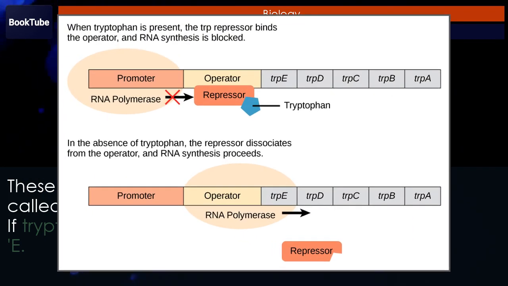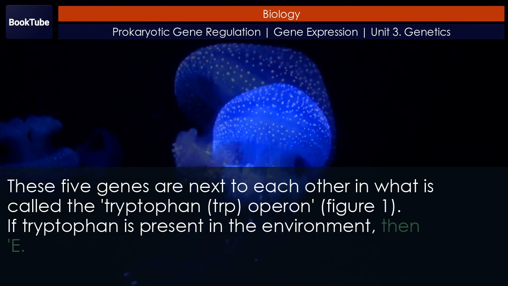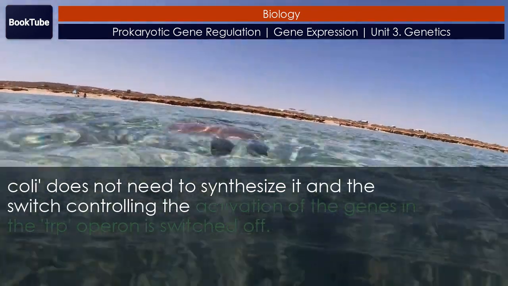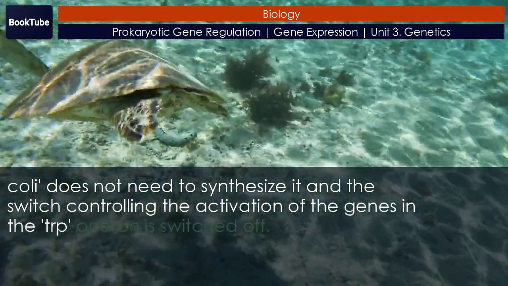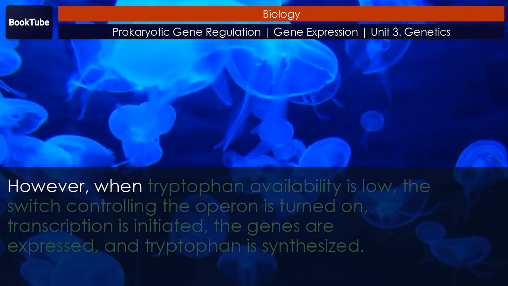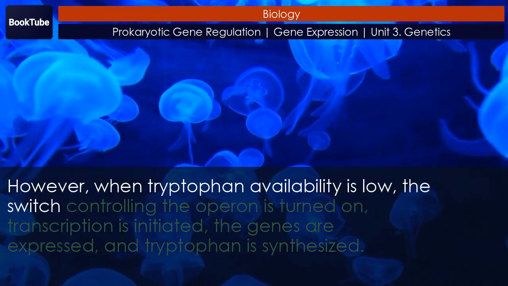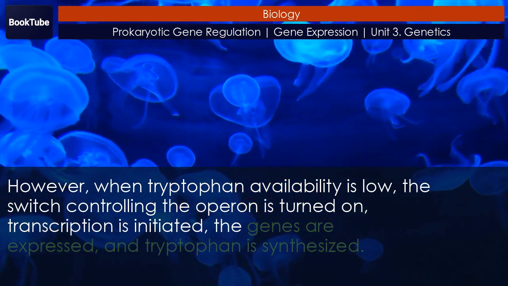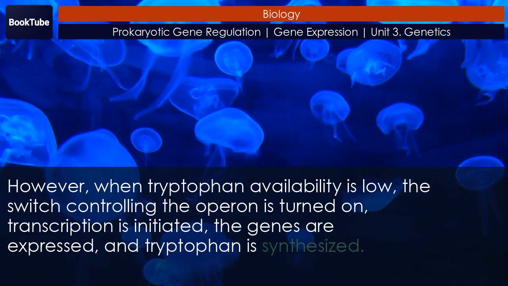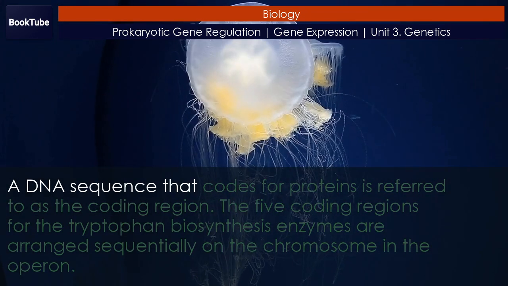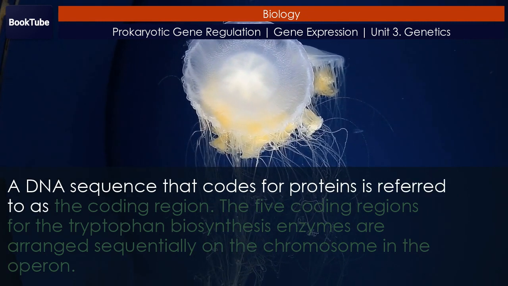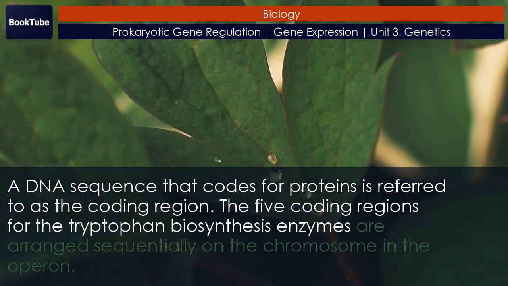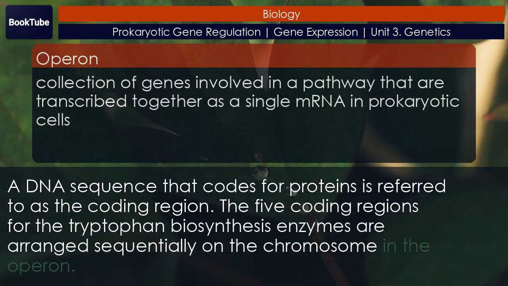Figure 1. If tryptophan is present in the environment, then E. coli does not need to synthesize it, and the switch controlling the activation of the genes in the TRP operon is switched off. However, when tryptophan availability is low, the switch controlling the operon is turned on. Transcription is initiated, the genes are expressed, and tryptophan is synthesized. A DNA sequence that codes for proteins is referred to as the coding region. The 5 coding regions for the tryptophan biosynthesis enzymes are arranged sequentially on the chromosome in the operon.